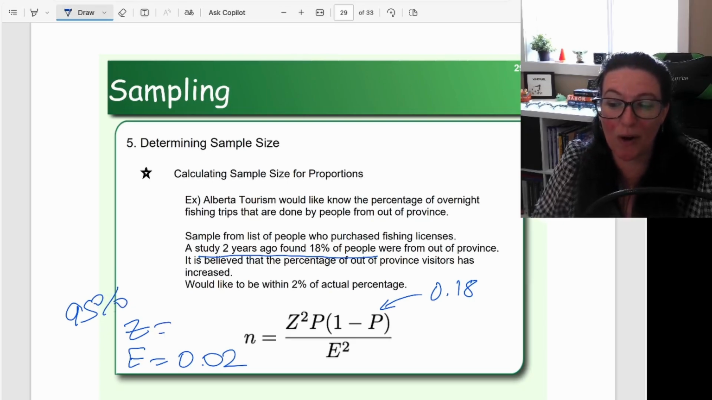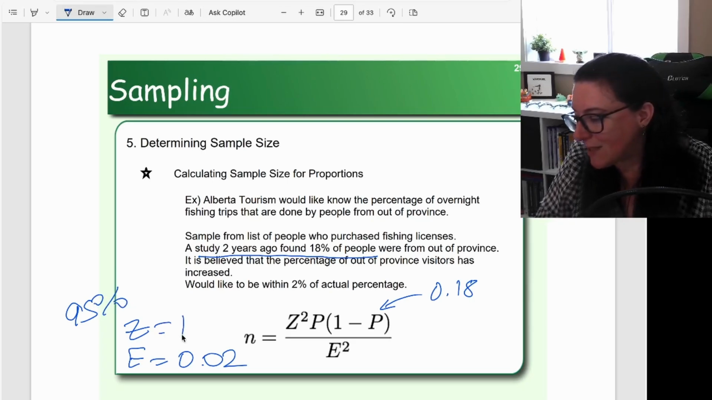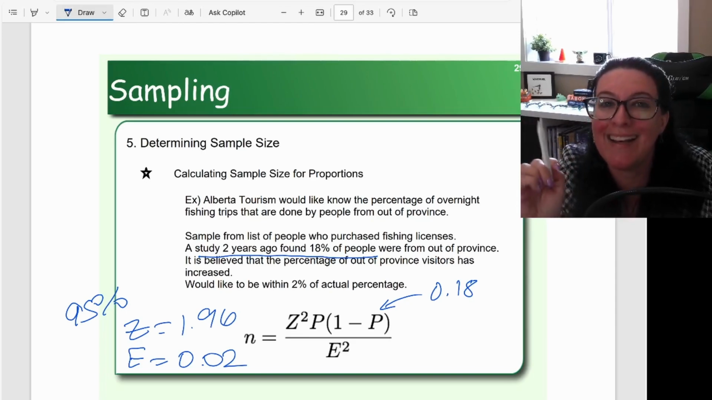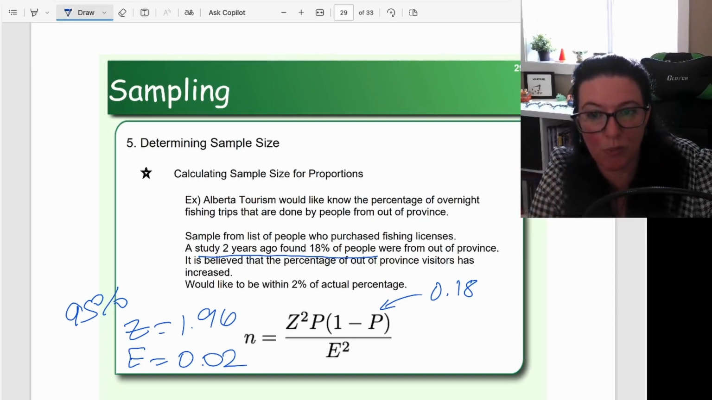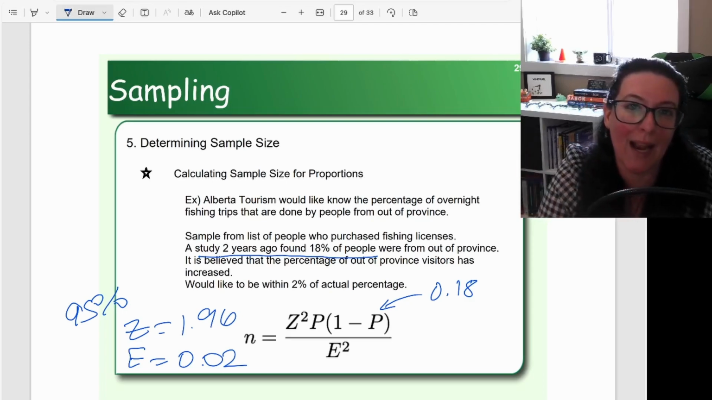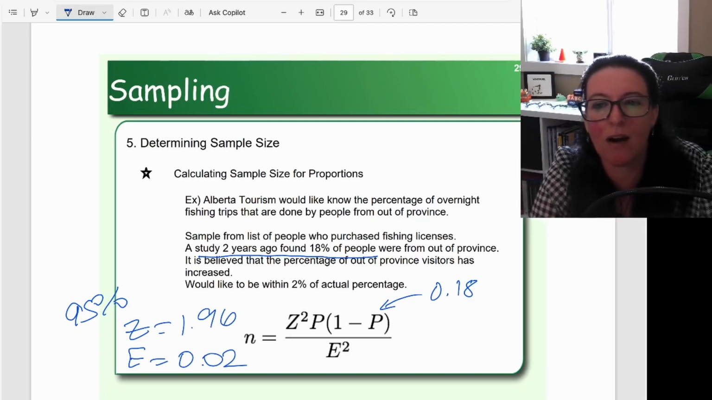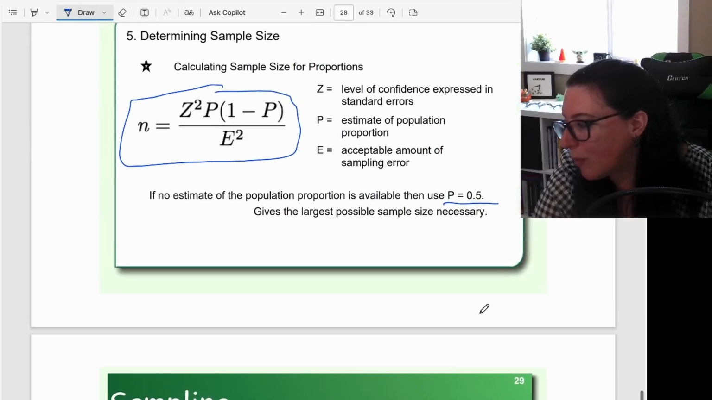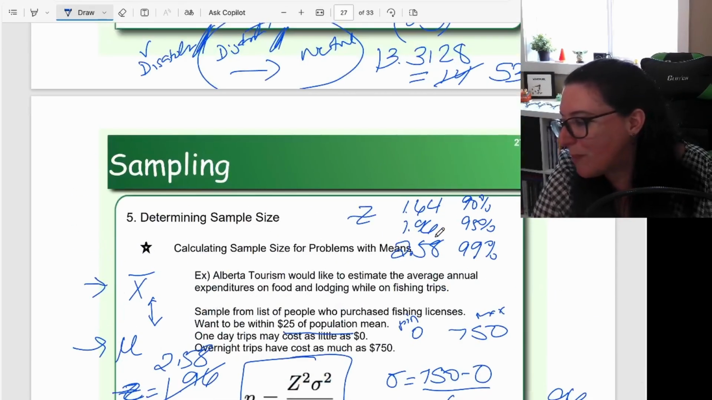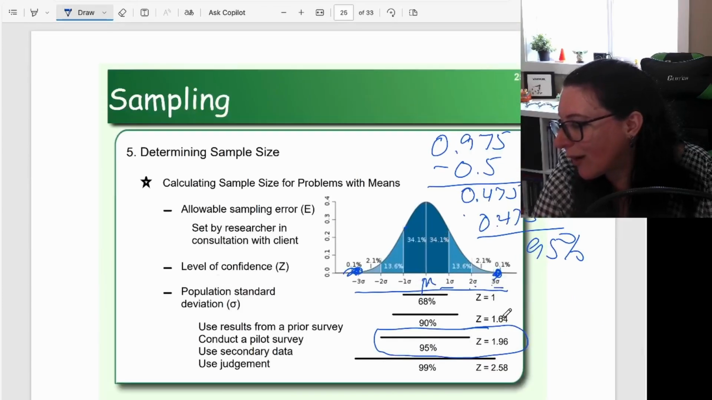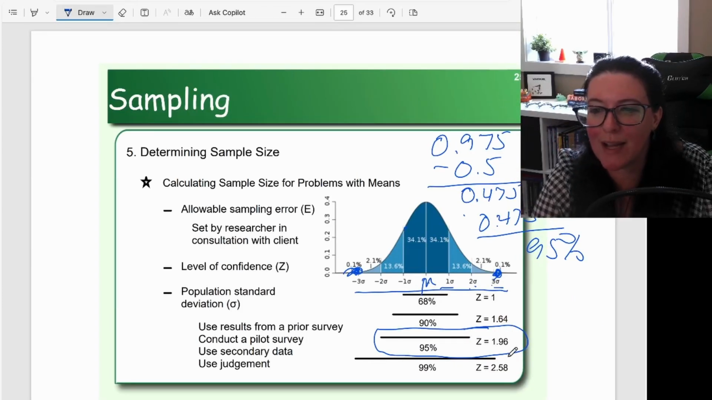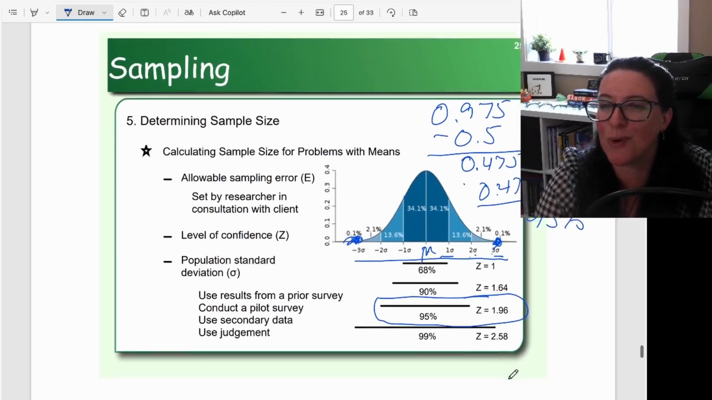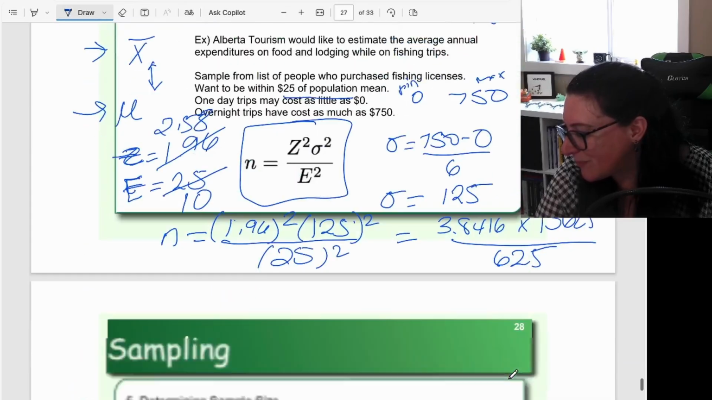So what is the Z-score for a 95% confidence level? It's 1.96. And while we're trying to recall, what if we wanted 99% confidence? Then we would go 2.58. If we were okay with 90%, so we're allowing a bit more error, then we would go with 1.64. So you'll remember 1.64, 1.96, 2.58. Those are the keys to remember as we're looking at sample size determination.